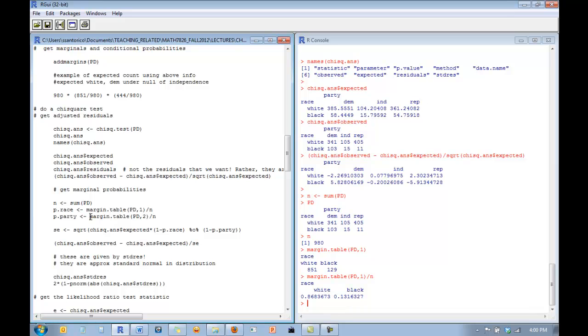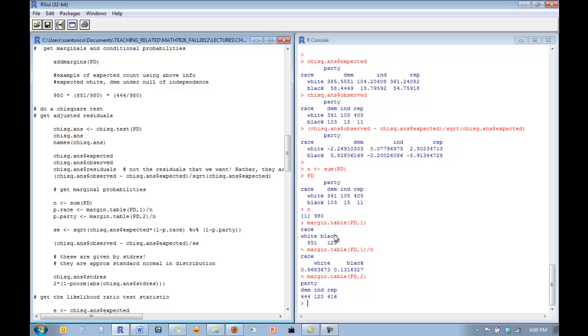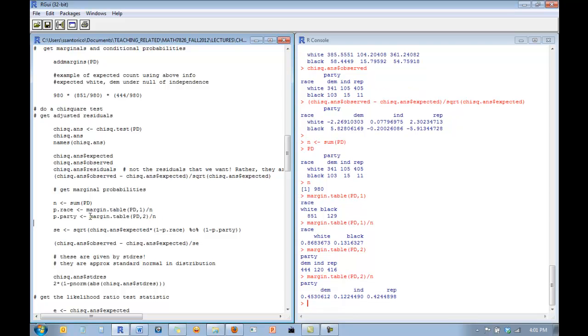And then I do the same thing, but I repeated it here, but for the columns. So if you want to execute each piece of the command, so if I just do the margin table and I run that, then that gives me the sum down for each of the columns. So the number of Democrat voters, independent voters, and Republican voters. And then at the end of that, you'll see I have it divided by N. So that gives me my pi hat plus j's. So those are my estimated proportions for the types of party affiliations.